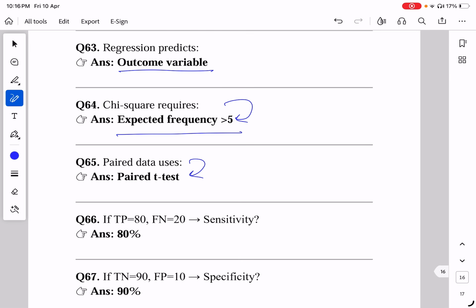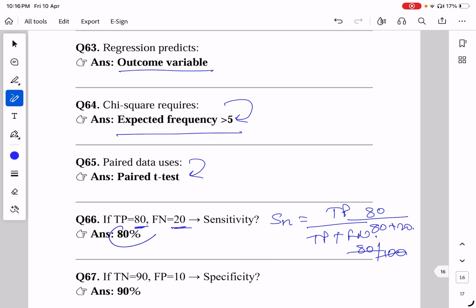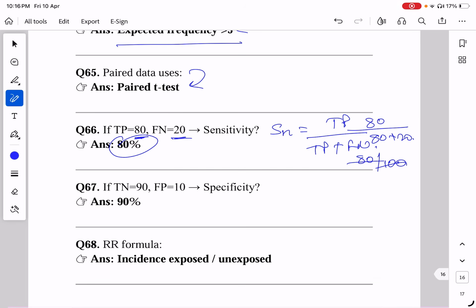Now, if true positive is 80 and false negative is 20, then sensitivity: true positive upon true positive plus false negative, so 80 upon 80 plus 20, which is 80 upon 100, or 80%. In the same way you can calculate specificity: true negative upon true negative plus false positive. True negative is 90 and false positive is 10, so 90 plus 10. Here it's 90 by 100, which is 90%.